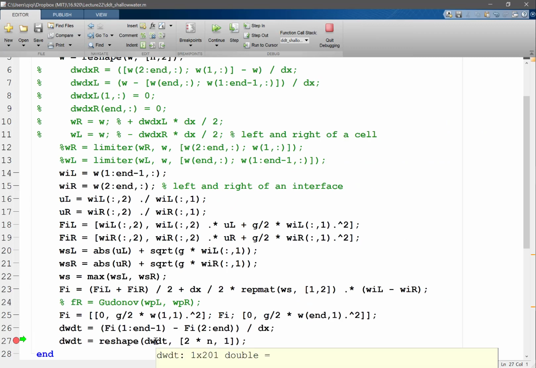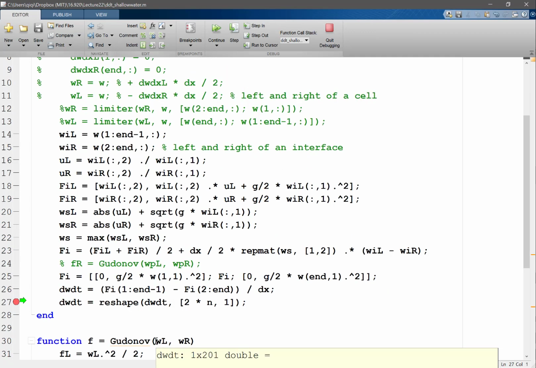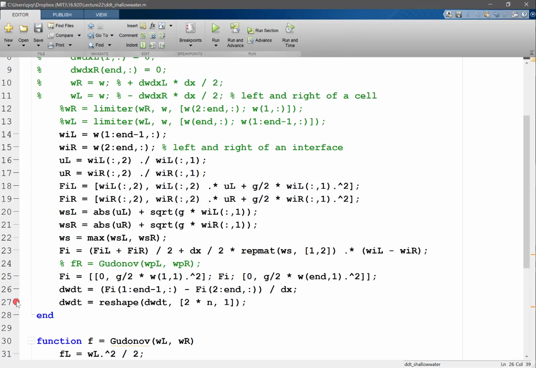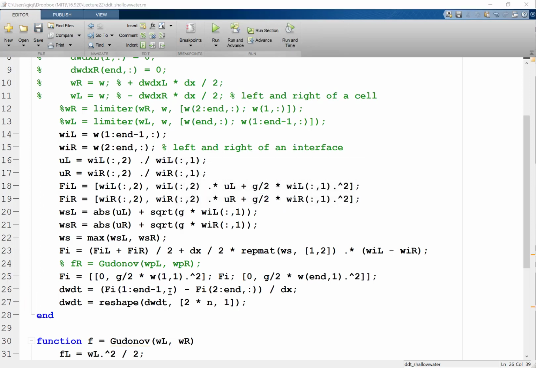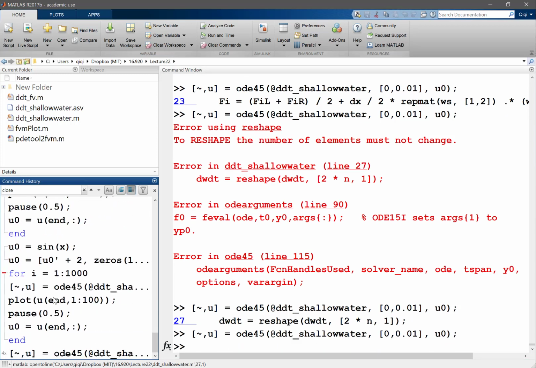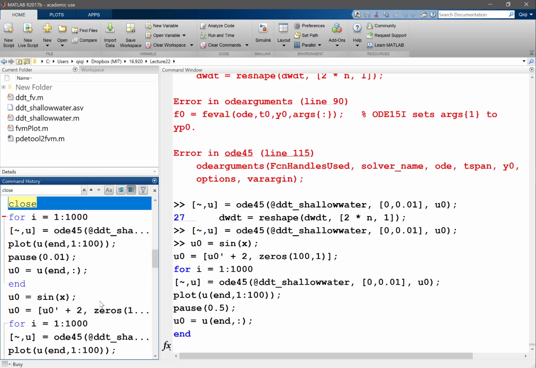Okay, dwdt. Okay, so I have one more. Then, oh, here is the problem, right? Okay. So this is again forgetting the second dimension. So now it works. So let's try it that way. We're going to run the code again.